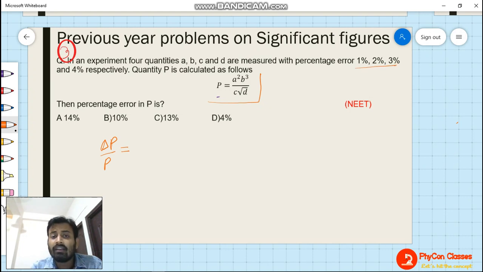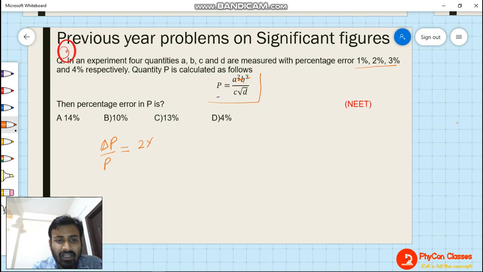All these things are going to propagate error in the P, right? So how to write the equation? Just think, just remember, can you recall this? Okay, so the power multiplied with relative error, and then again addition of power multiplied with relative error, like that.